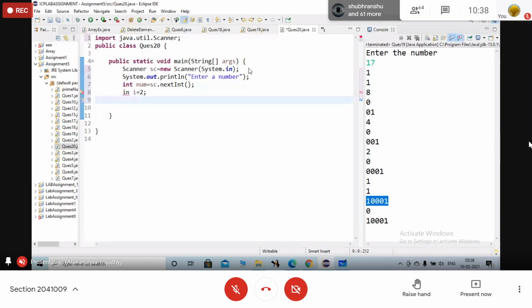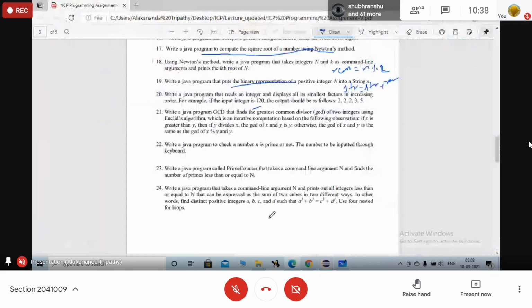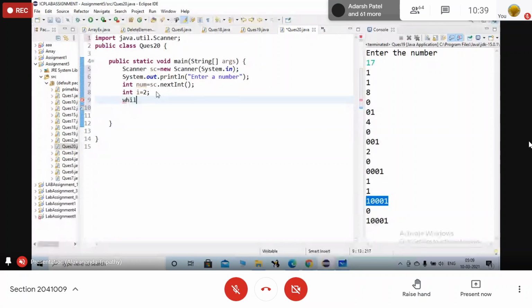So in the question, write a program that reads an integer and displays the smallest factors in increasing order. So you are supposed to divide the number and find out the smallest factors of a particular number. So हम लोग कहाँ से division शुरू करेंगे? We are going to start dividing from 2. So first we will check whether it is divisible by 2 or not. Then we will go with 3. Okay, in this manner we are going to find out.